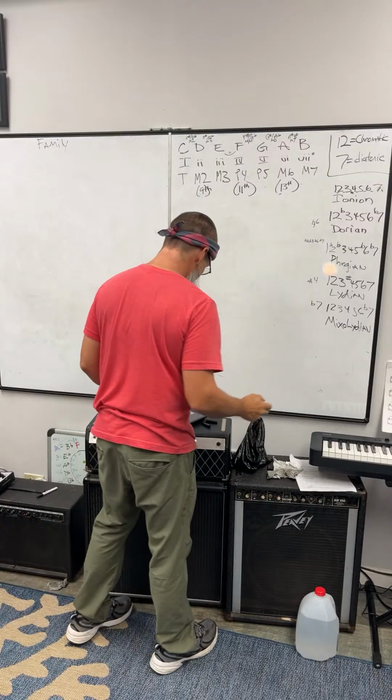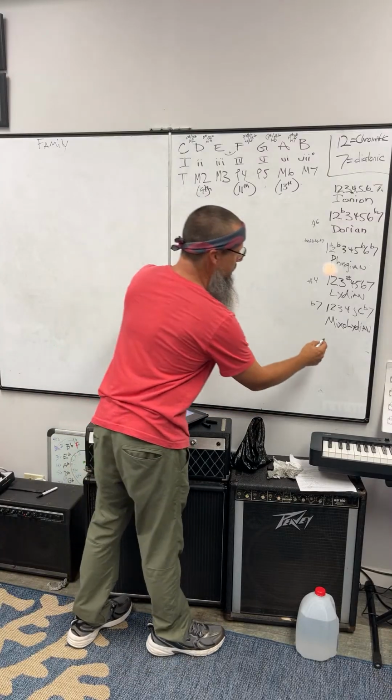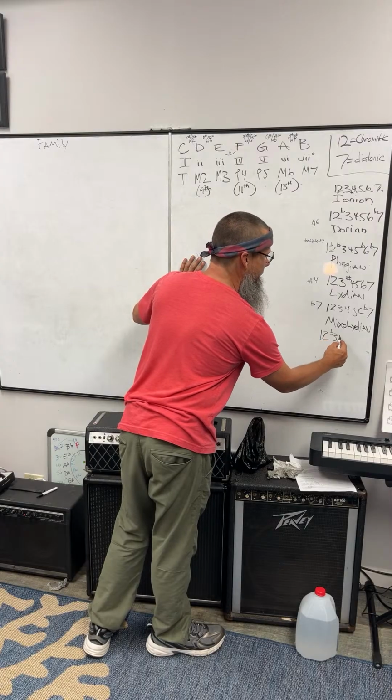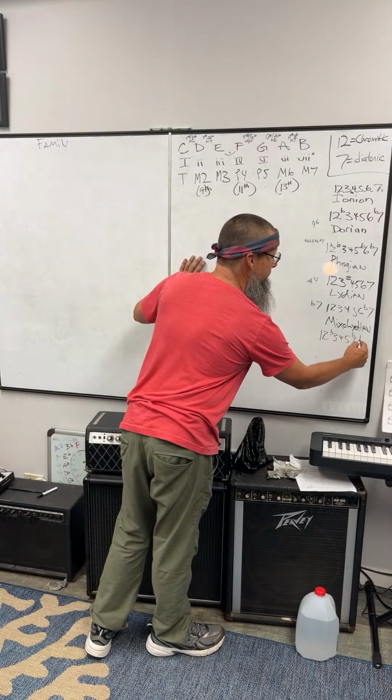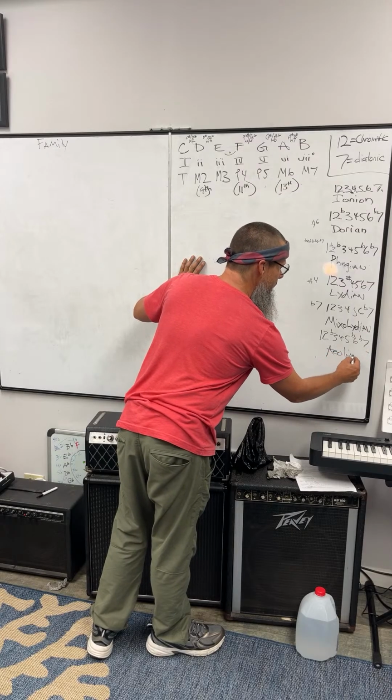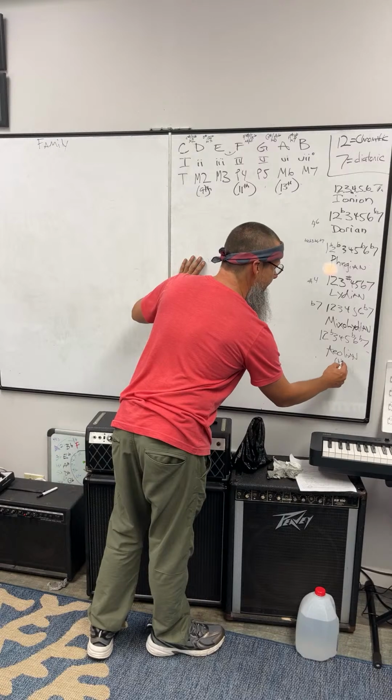Let's see, all right, next one is going to be our Aeolian. We already talked about this. This is 1, 2, flat 3, 4, 5, flat 6, and flat 7. This one is called Aeolian. Love it. However, Aeolian is also known as natural minor.